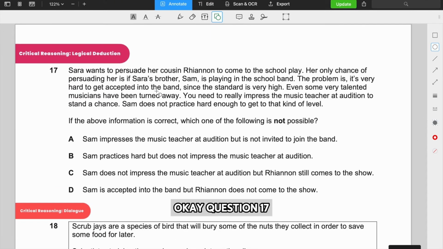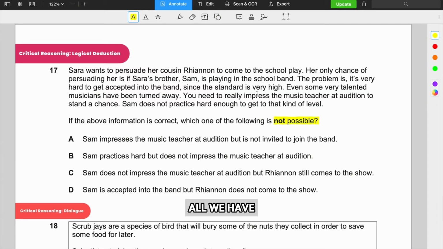Okay, question 17. So this one is conditional reasoning once again, but we have a long-winded passage. It's very confusing. You might be thinking, what on earth is going on? It's not too difficult, but it's just a lot of information to deal with. So the key question is, which of the following is not possible? Okay, so let me just highlight that and let's break down exactly what's happening.